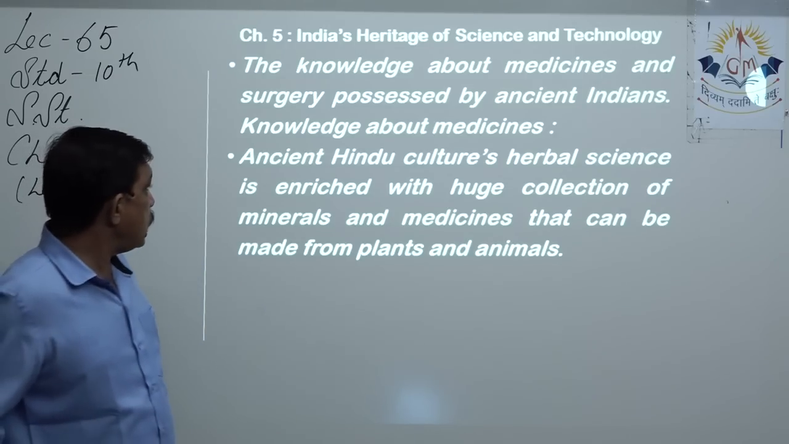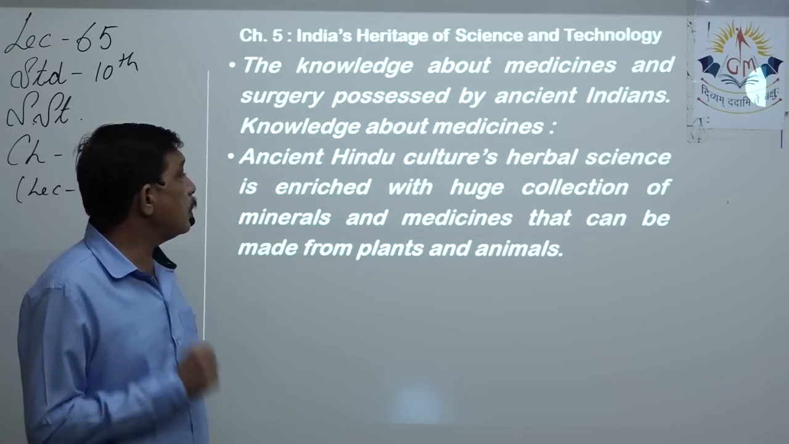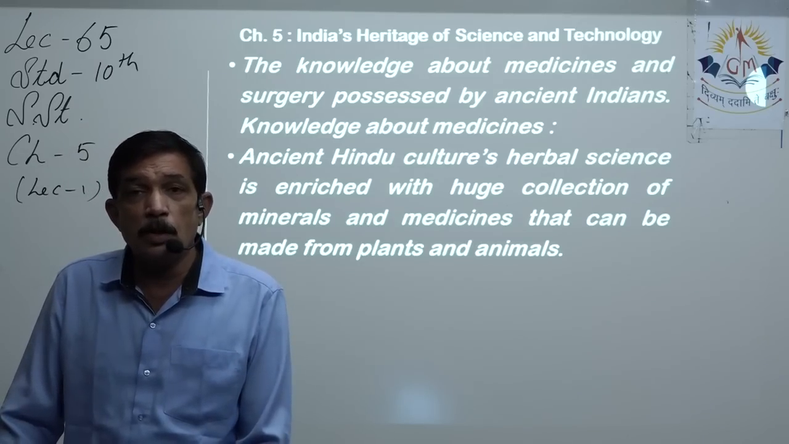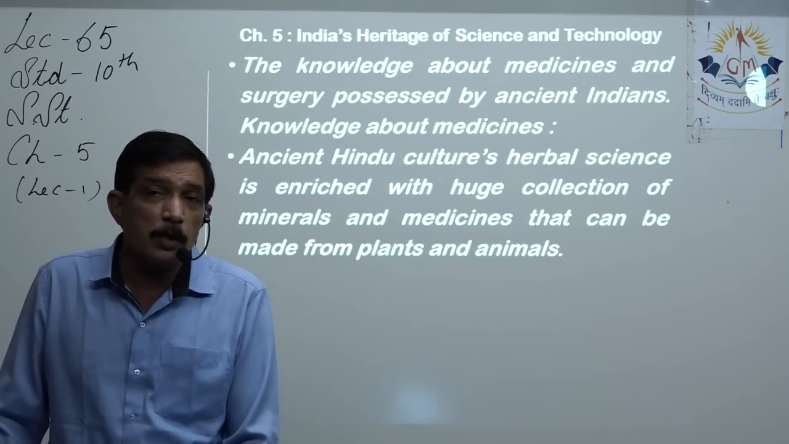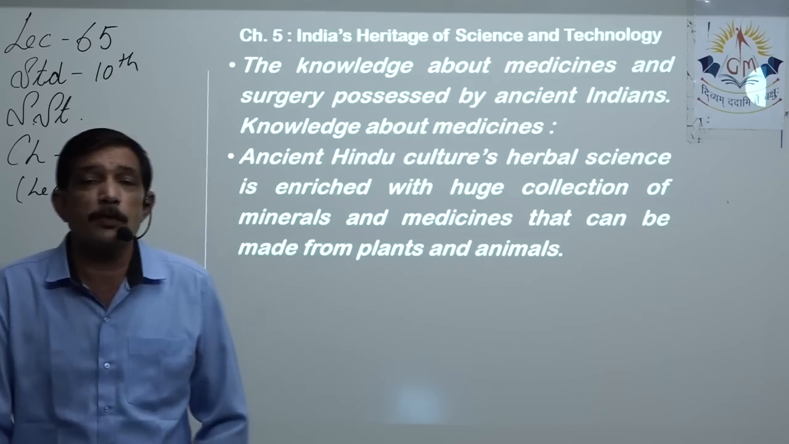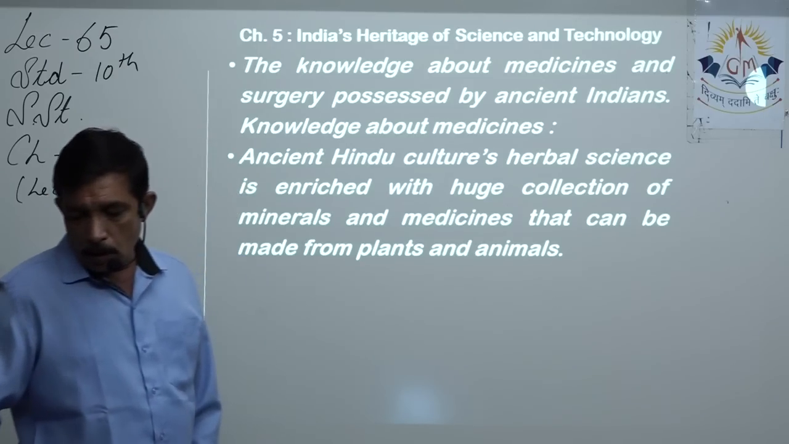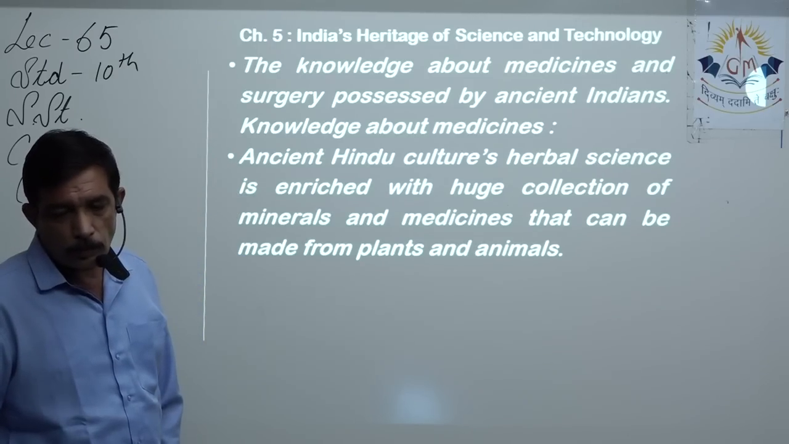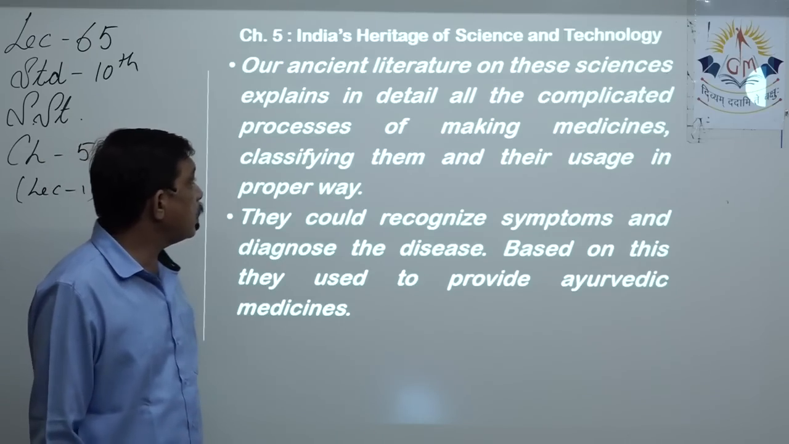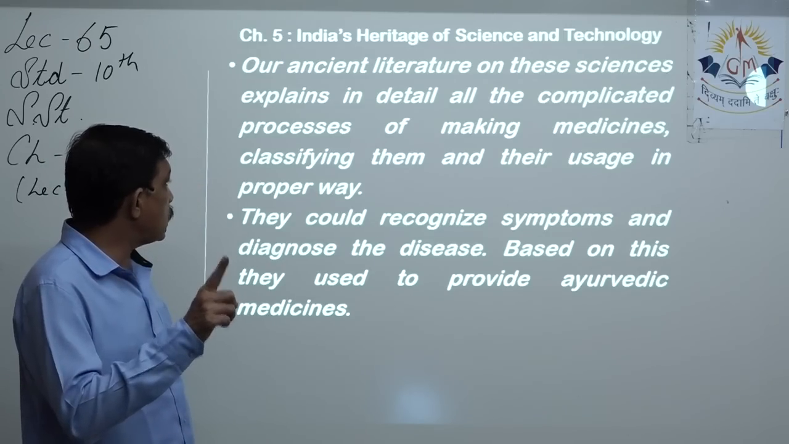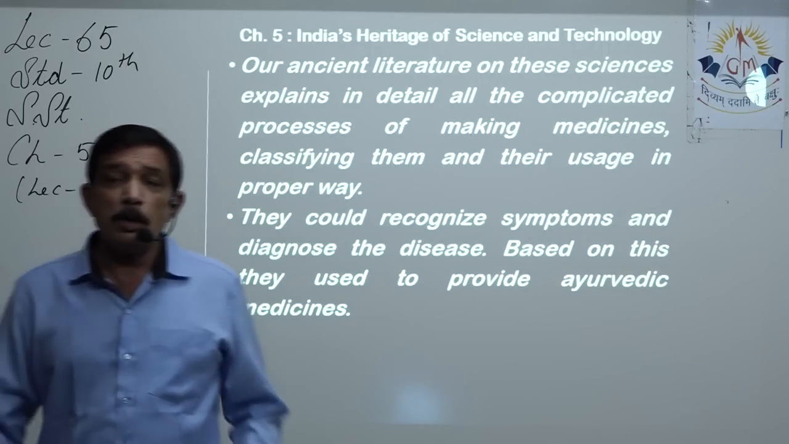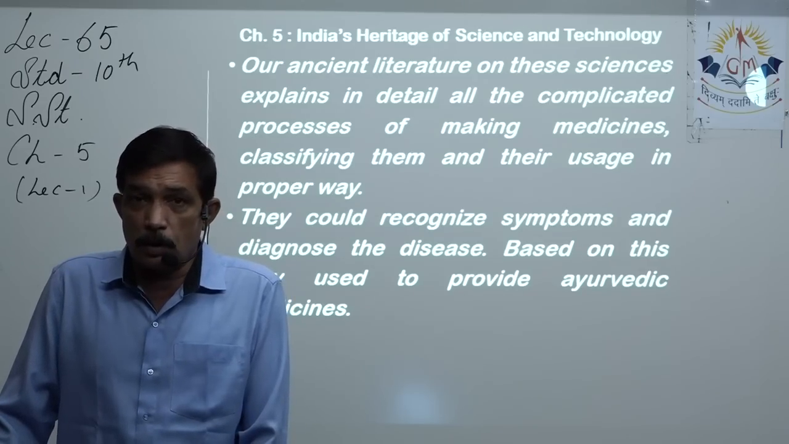Hindu culture's herbal science is enriched with a huge collection of minerals and medicines that can be made from plants and animals. By using different parts of the plants or certain animals, we can make useful medicines with which we can cure lots of chronic diseases also. Our ancient literature on these sciences explains in detail all the complicated processes of, first, making medicines, second, classifying them, and third, usage in a proper way. All these things we find written in our Hindu scriptures.